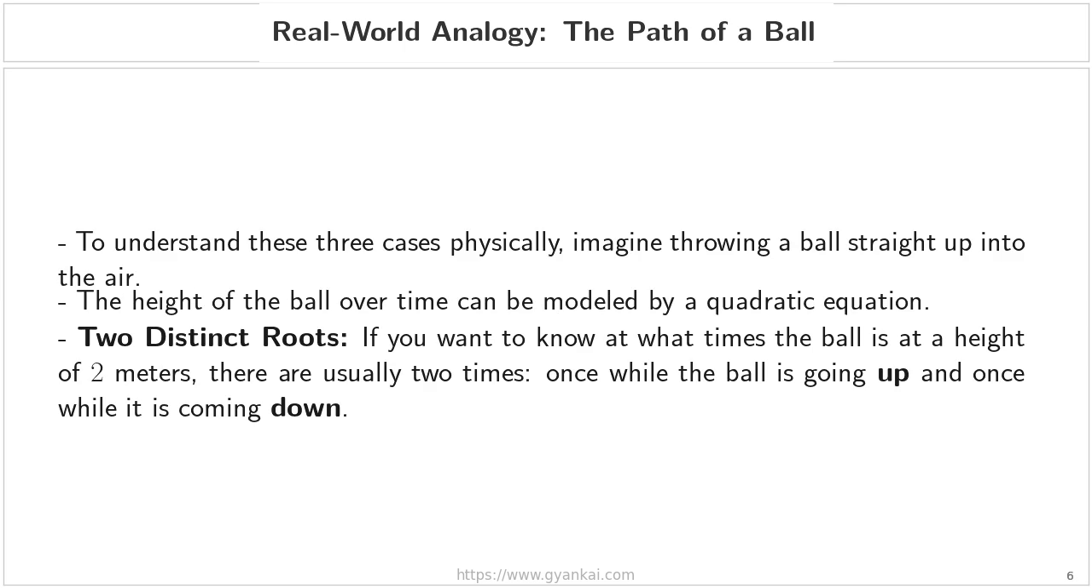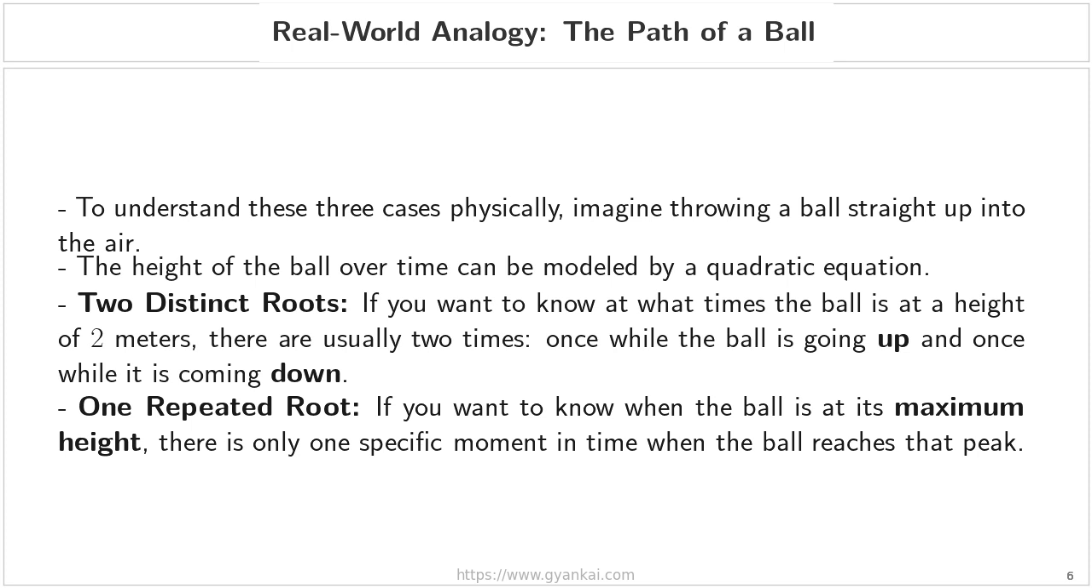First, let's look at the case of two distinct real roots. Suppose you want to know at exactly what times the ball reaches a height of 2 meters. If you throw the ball up, it will pass the 2-meter mark once while it is ascending. That's on its way up. And it will pass that same 2-meter mark a second time as it is descending. That's on its way down. Because there are two separate moments in time, we have two distinct roots.